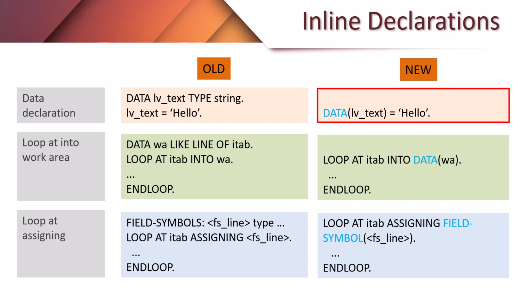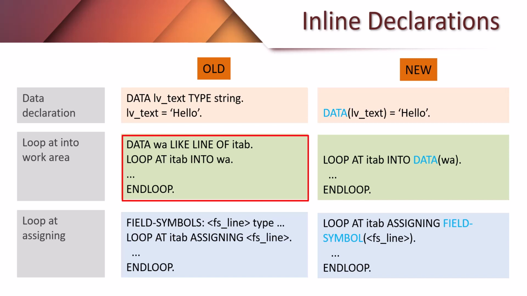What you have to do here is use the new declaration operator DATA. Inside brackets, you put that variable, and to the right side of the value assignment, you provide the value for that variable. The compiler is smart enough to understand the type of this variable based on the value that we are assigning to it. Since the character length here is 5, the compiler will create LV_text of type char 5.